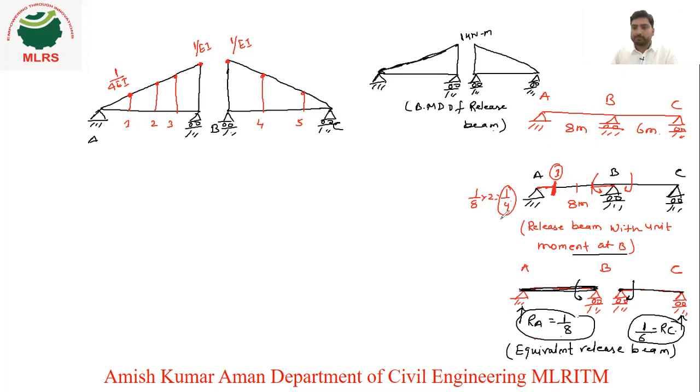At the second point, 1 by 8 into 4, that is 1 by 2. So 1 by 2 EI. At the third point, 6, so 1 by 8 into 6. 2 3 is 6, 2 4 is 8, 3 by 4 EI. So we have calculated the deflections at different points 1, 2, 3, and at B obviously it is 1 by EI. Again here it is 1 by EI.